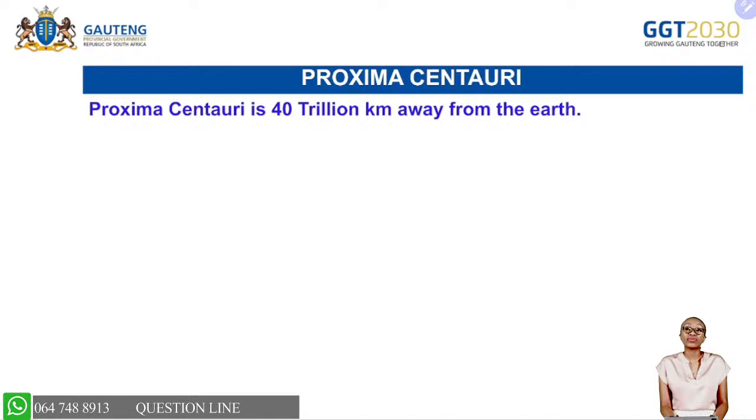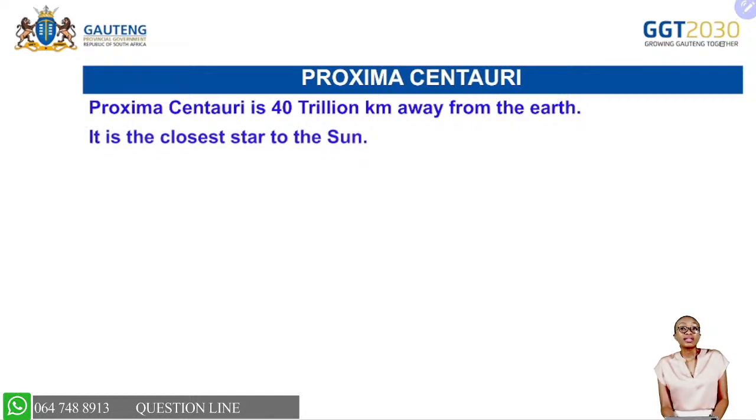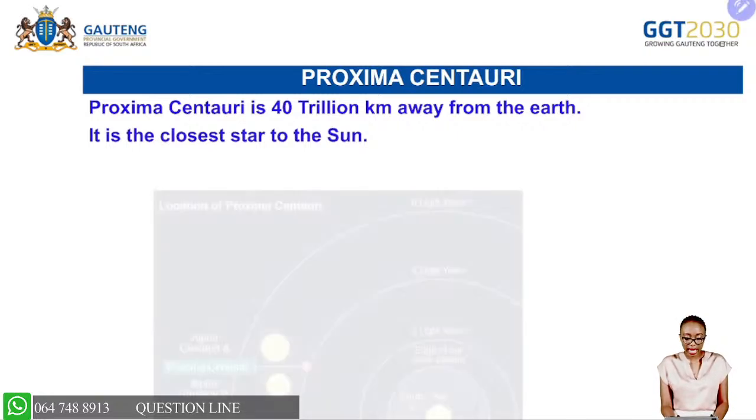Now let's talk more about the Proxima Centauri. The Proxima Centauri is 40 trillion kilometers away from Earth. That is one long distance. Remember, we are 150 million kilometers from the sun, and we are 40 trillion kilometers away from Proxima Centauri. So, besides the sun, Proxima Centauri is actually the closest star there is to us.